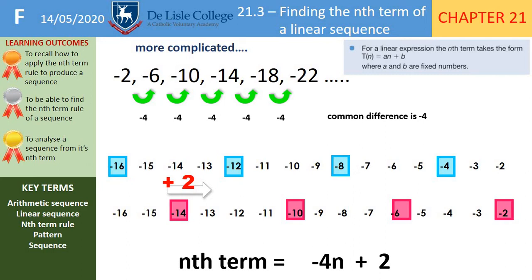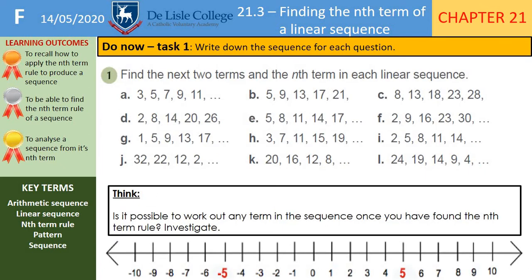Might be a good idea maybe to do this one and one of the addition ones with the positive integers just to refer back to. Okay, so we've looked at 3 different good examples there. If you could now pause the video, have a go at this task, and it says find the next 2 terms and the nth term. So it wants to know what is the rule in each linear sequence and use the process we've just used on the previous slides. Please pause the video as you do this.